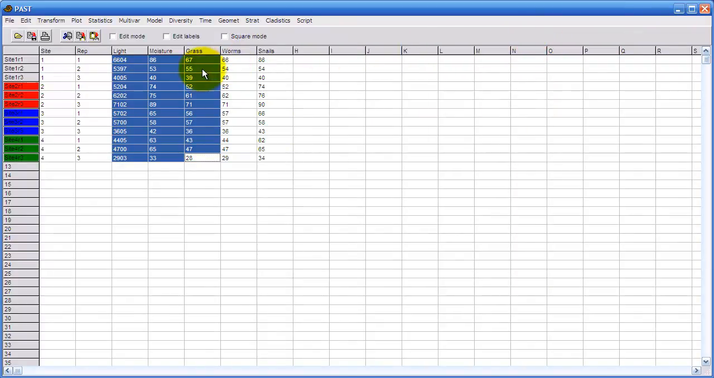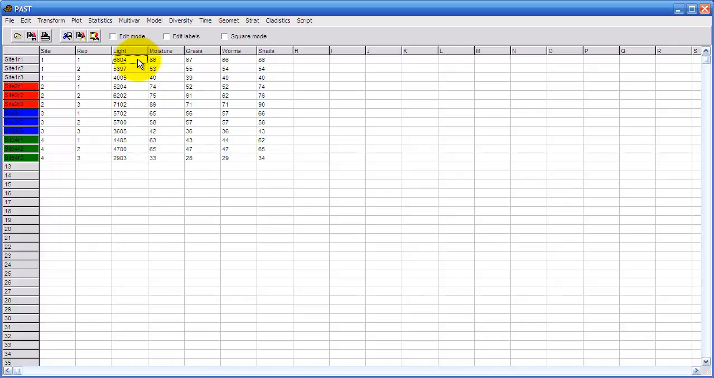So what the ordination allows us to do is to look at the samples and find out what things, or what combination of things, are most important in terms of separating those samples. What's the important variation?